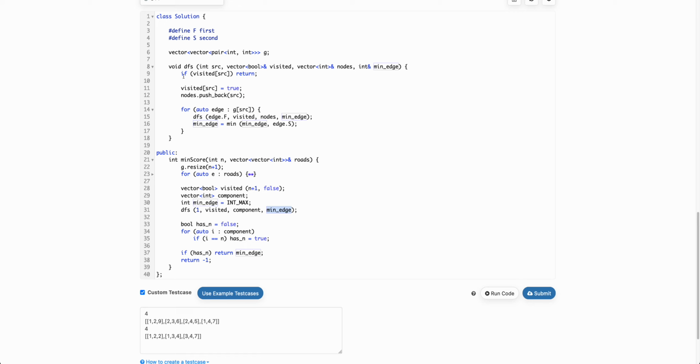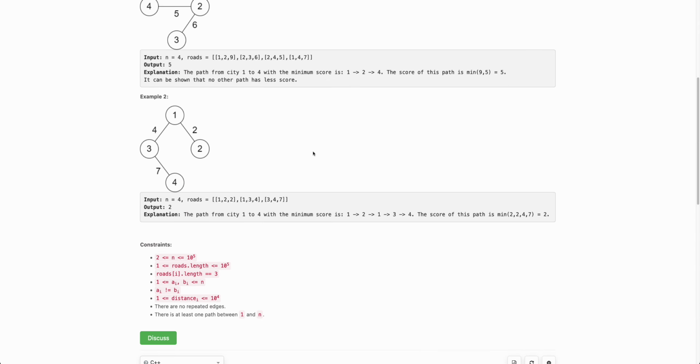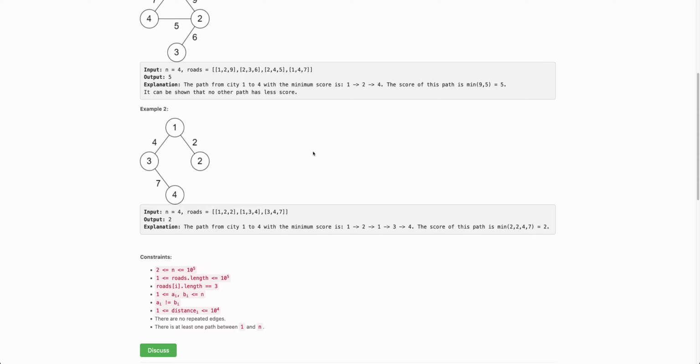Okay. So this DFS is again very simple. If it is visited, just return. If it is not visited, visit it and push it to our visited nodes array, and then visit all the children and just keep track of the minimum edge, right? So now hope this solution makes sense. If you have any doubts in this particular piece, please post them in the comment section below. I would be happy to answer.